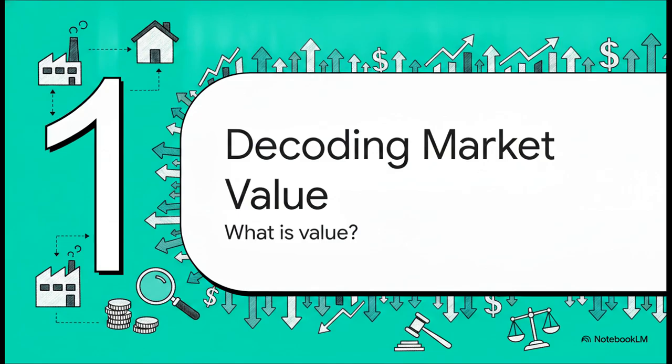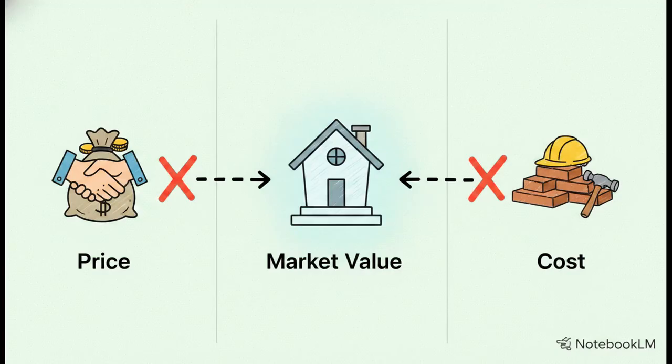All right, Section 1, Decoding Market Property Value. Okay, so before a government can even think about taxing a property, they have to figure out what it's actually worth, right? But what does value really mean in the eyes of the law? Well, notice how we have to separate value from the numbers we usually think of. Market value isn't just the literal price tag on a recent sale. Price is an observable transaction, sure, but market value is what we call a normative estimate. Basically, that means it's a theoretical, standardized estimation of what a property should exchange for under normal conditions.